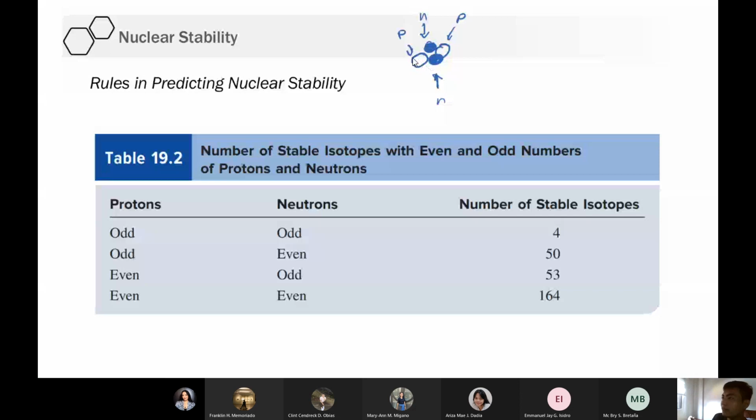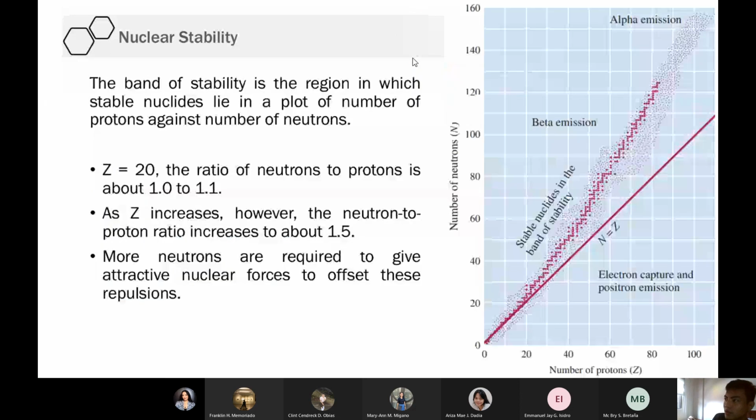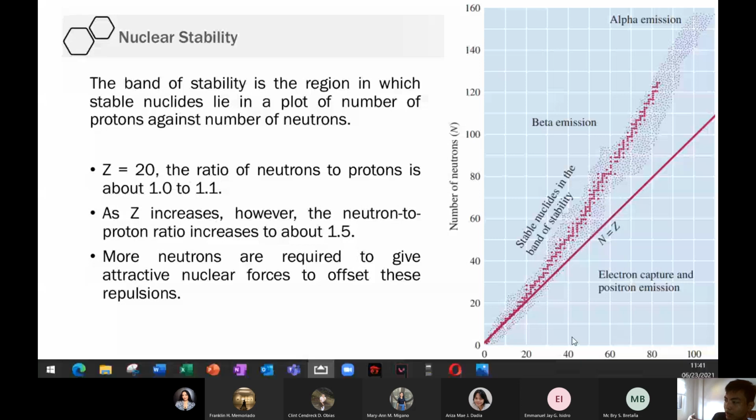Okay, so anyway, if you graph your elements here sa ating graph, so in the vertical axis you have the number of neutrons, and in the horizontal axis you have your number of protons. Mapansin nyo, this is the band of stability. Ito yung band of stability which makikita natin yung stable nuclei.